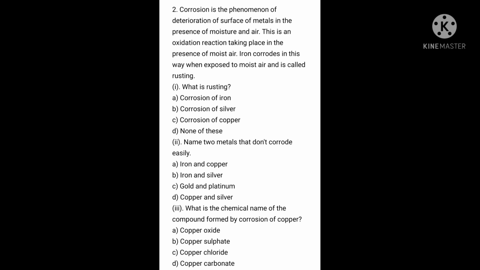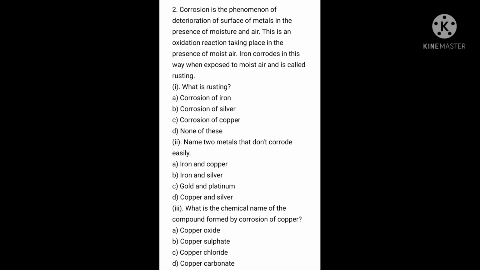Second passage. Corrosion is the phenomenon of deterioration of surface of metals in the presence of moisture and air. This is an oxidation reaction taking place in the presence of moist air. Iron corrodes in this way when exposed to moist air and is called rusting.